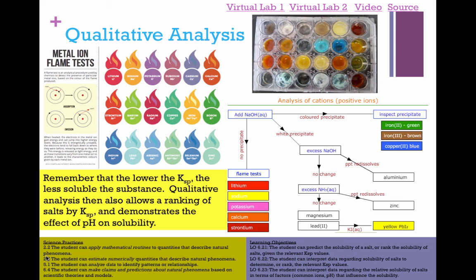I would say the big ones here to know: potassium, sodium, copper. It's probably maybe calcium is orange. So sodium's like a yellow orange and calcium is orange.